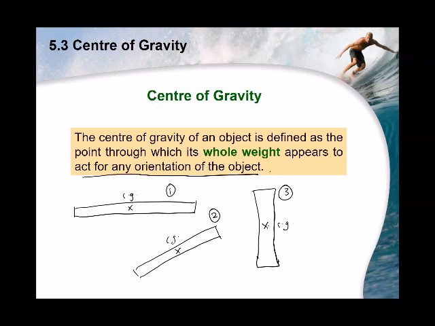Now what about the weight? How will the weight act then? For orientation number 1, the weight will act downwards like that. At number 3, the weight will act downwards like that. And for number 2, the weight will act downwards like that. So the weight will always act downwards, towards the center of the earth, but the center of gravity still remains at that point.